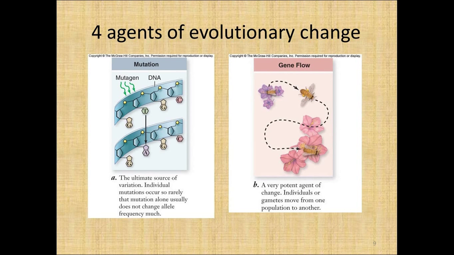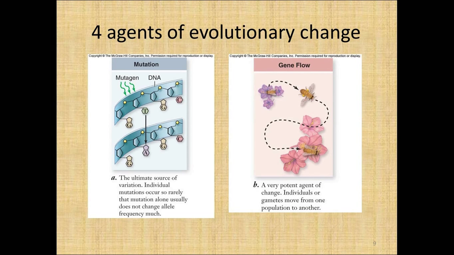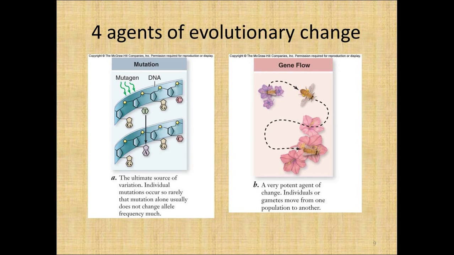If that animal or that plant has a characteristic that's new to the population, and it can adapt to its new environment, and it is able to be passed on to new offspring, then it might be a source of evolutionary change.